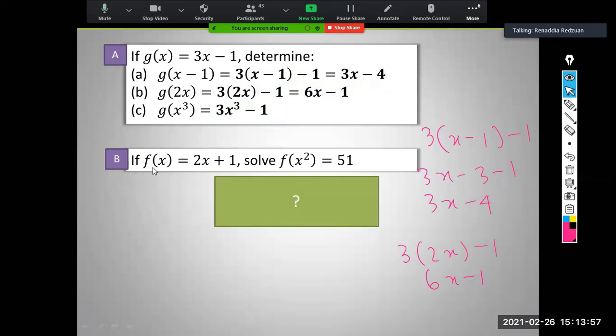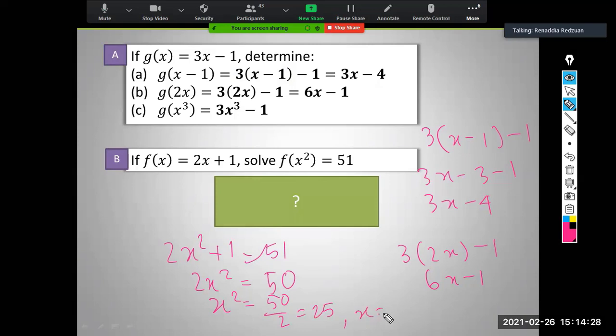For B, we have function f, solve f of x squared equal to 51. Meaning you replace your x here, instead of just x, now it becomes x squared. And the whole function will be equal to 51. So it will be 2x squared plus 1 equal to 51. Then you need to solve for x. So x squared equal to 50 divided by 2, which is 25. Then you take the square root, it will be plus minus 5. Square root of 25 is equal to 5.